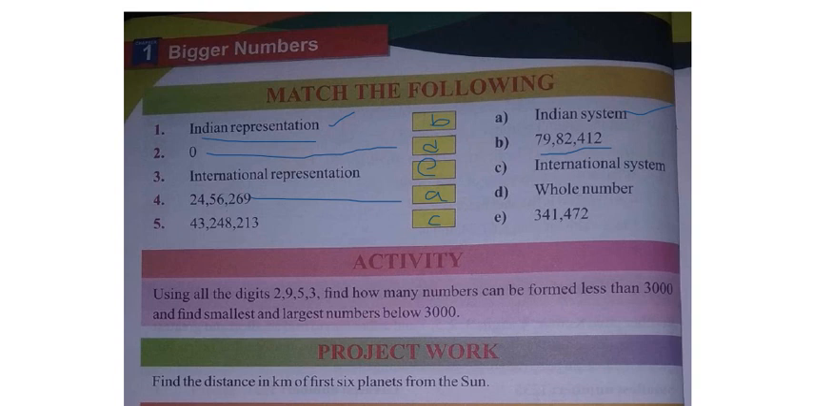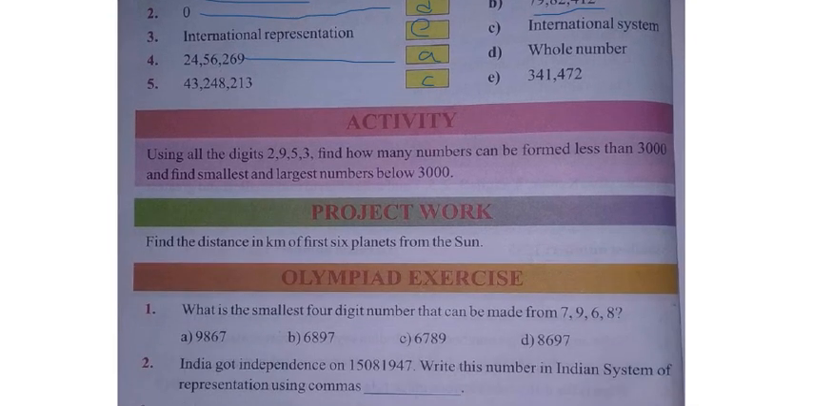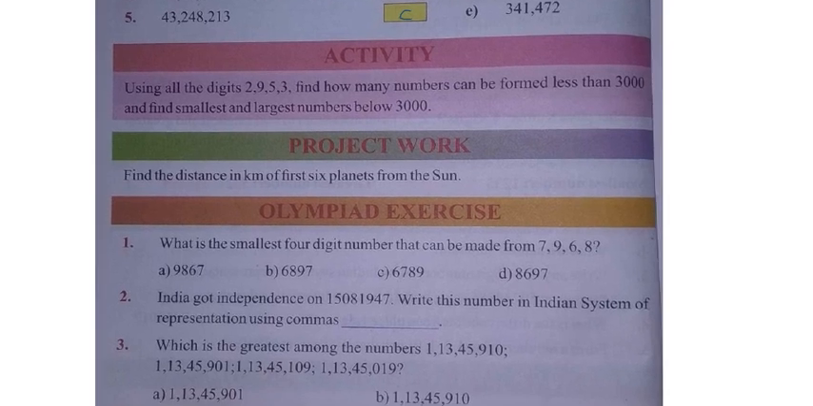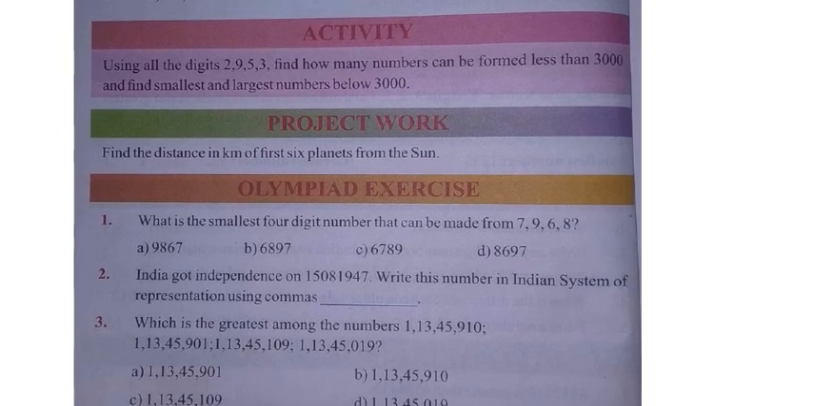Okay, next thing, there is one activity. Today I am giving activity and project work to everybody. You have to solve the project work and activity and put it in the comment box. Using all the digits 2953, find how many numbers can be formed less than 3000.